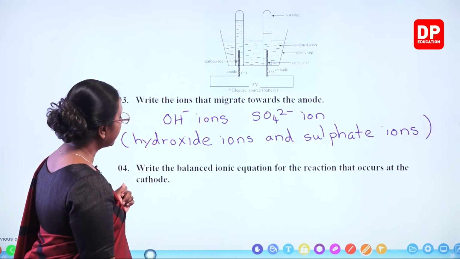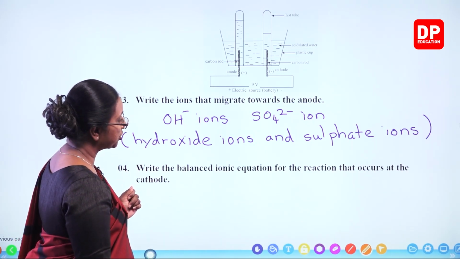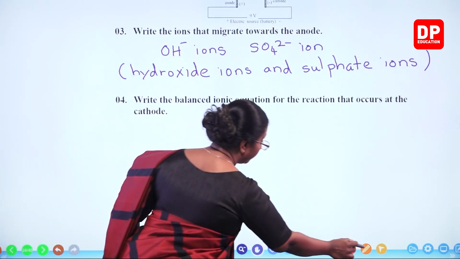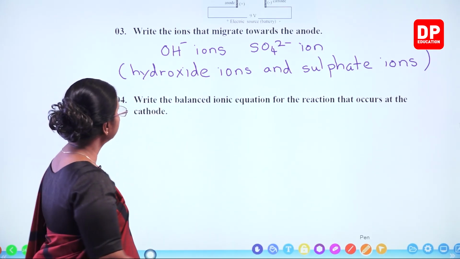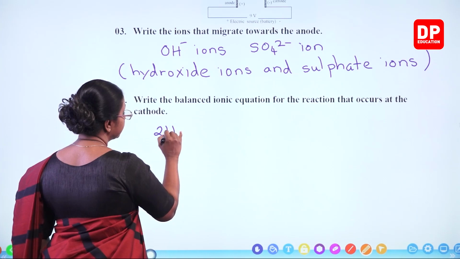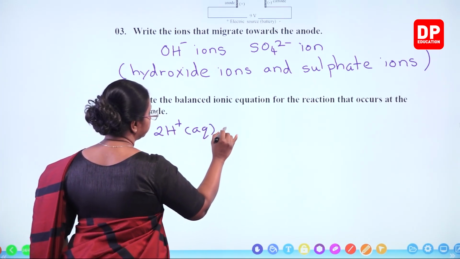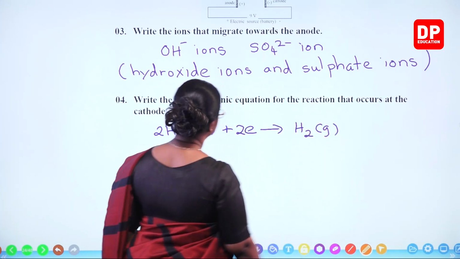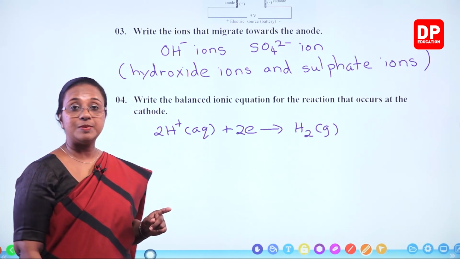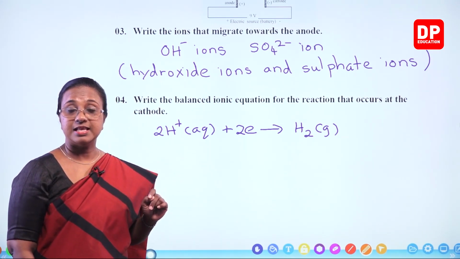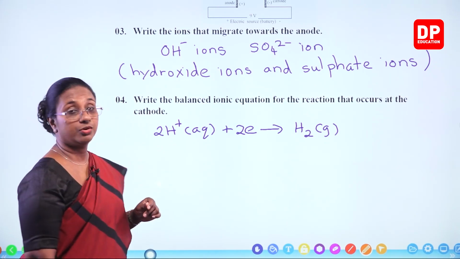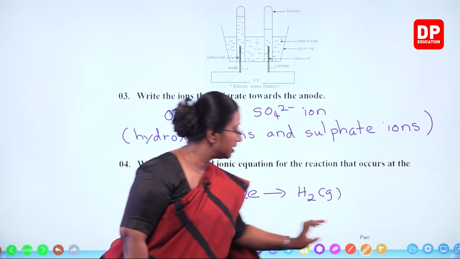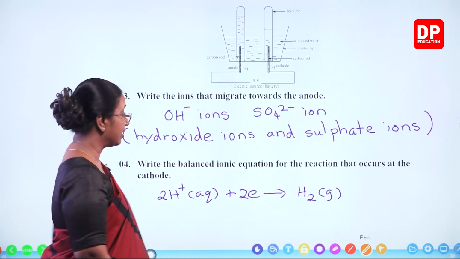So part 4, write the balanced ionic equation for the reaction that occurs at the cathode. So the reaction that is occurring at the cathode, it is the reduction. So here it is the H plus ions that get reduced, plus 2 electrons give rise to H2 gas. So 2 H plus aqueous plus 2 electrons giving H2 gas. That is the reaction occurring at the cathode, reduction reaction. So these are the answers to these questions, students. But the question continues in the next slide also.